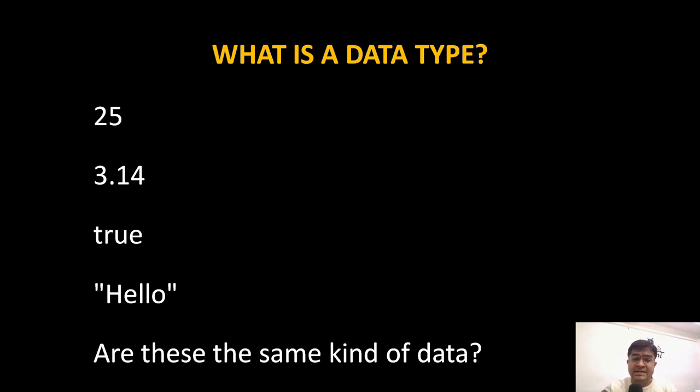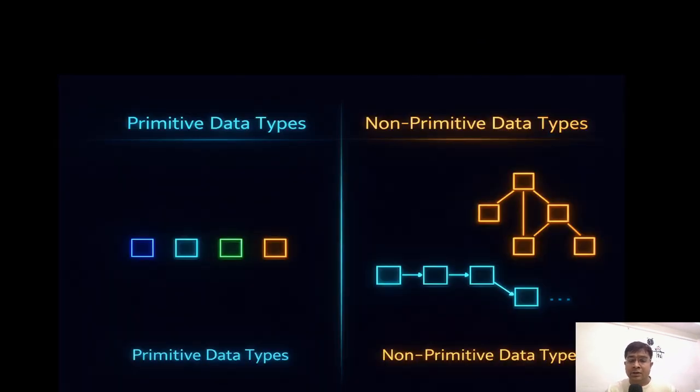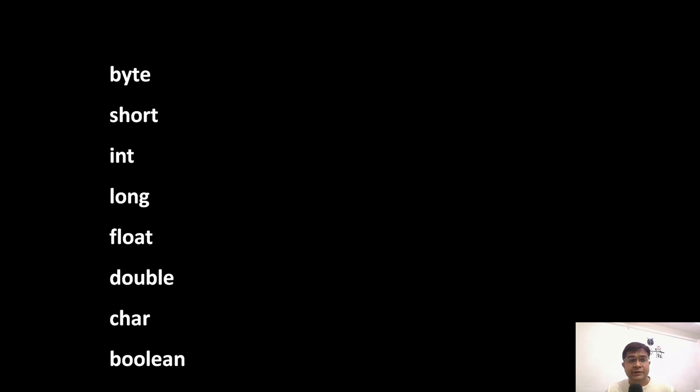So in Java, the data types are basically divided into two main categories. First one is primitive data type, second one is non-primitive data type. Primitive data types are basically building blocks, and non-primitive data types are more complex structures. Java has 8 primitive data types: byte, short, int, long, float, double, char, boolean. And these are the most basic data types in Java.